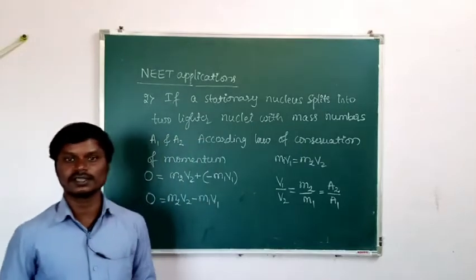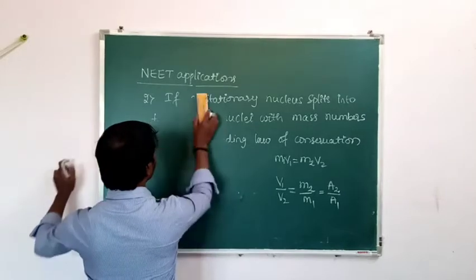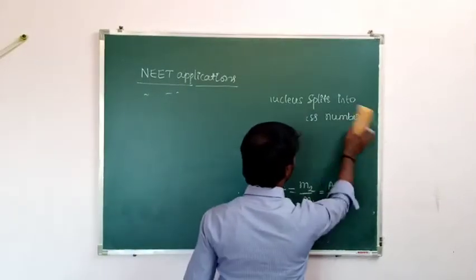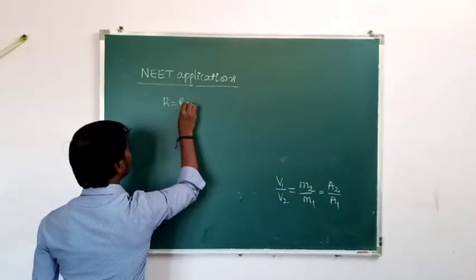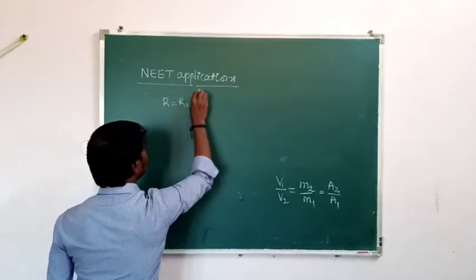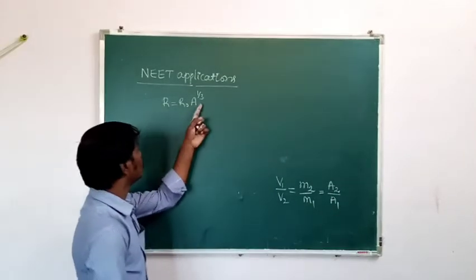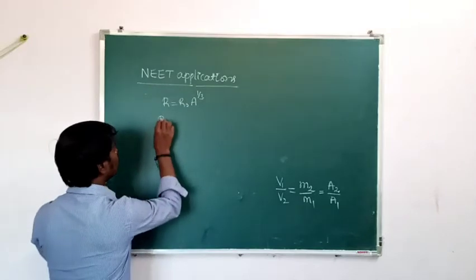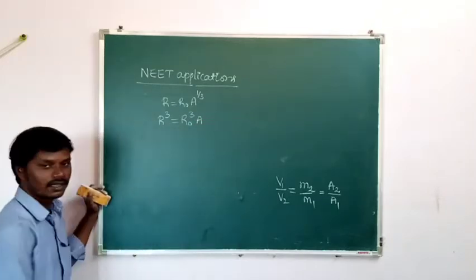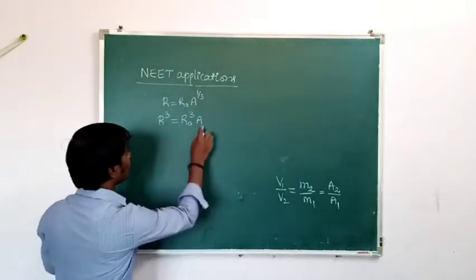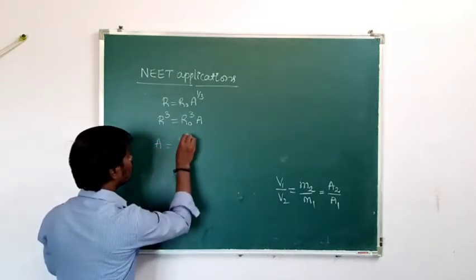Then in terms of radius, how to write this one? Already we know that in terms of radius we are going to write R is equal to R0 into A raised to 1 by 3, but we have A2 by A1, means we need A only, means cubing on both sides. Then R cube is equal to R0 cube into A. So what we need now? We need A now. Then A is equal to R cube divided by R0 cube.